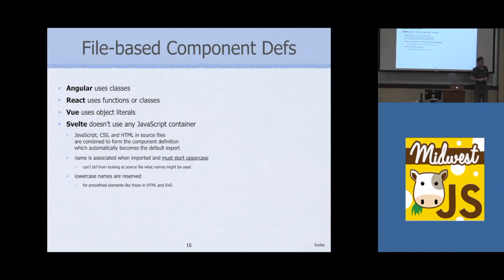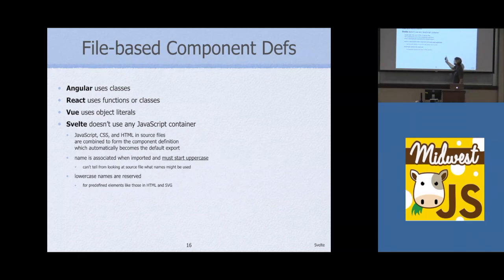It's all on this object literal. But you don't have any kind of a JavaScript container for a Svelte component. It's just a .svelte source file that's got a script section, a style section, and a bunch of HTML. So there's like no container other than the source file itself acting as the container.